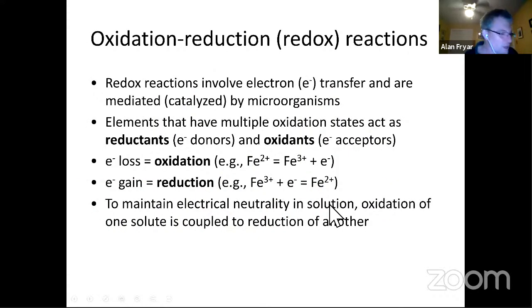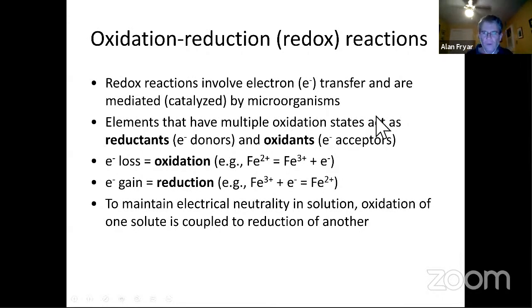In terms of oxidation reduction reactions, or redox for short, these involve electron transfer, and they can occur without microorganisms, but the rate is much slower without microorganisms. So basically, bacteria usually, sometimes archaea, like methanogens, catalyze these reactions enzymatically. And so what this involves is elements changing their oxidation state. Their oxidation state basically has to do with the number of electrons.